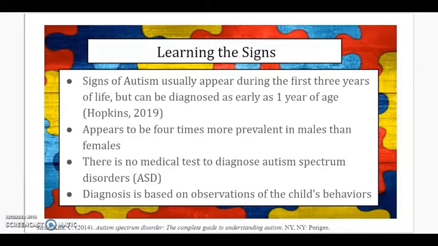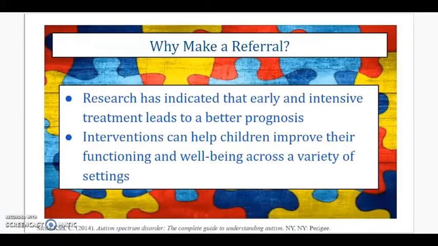So learning these signs gives us the ability to point these things out to parents, talk to them about things they notice in their child's behaviors, and that way we can make referrals so that if this child does need interventions, we're able to facilitate that. So why even make the referral? Research has indicated that early and intensive treatment leads to a better prognosis for the child long term. So the sooner we're able to get the child into programs such as individual education programs, IEPs, the sooner we're able to start improving their functioning across a variety of settings, whether that's school or home or just out in the community in general.